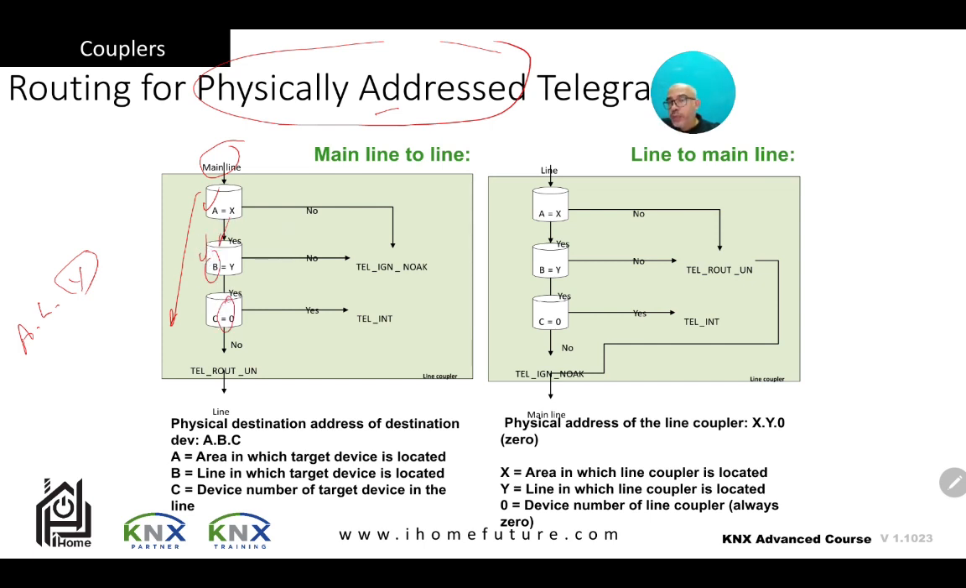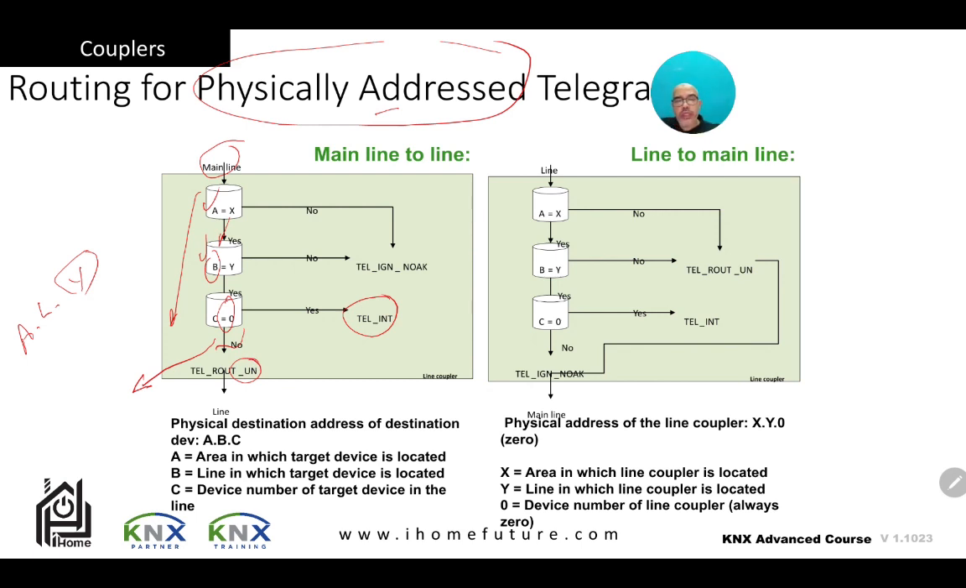If the device number is 0, then this is programming to the line coupler itself. The destination is the line coupler itself, so I will start to take action on it. If not, then it's going to a device in the structure, so I will allow it, and I will not decrease the routing counter.